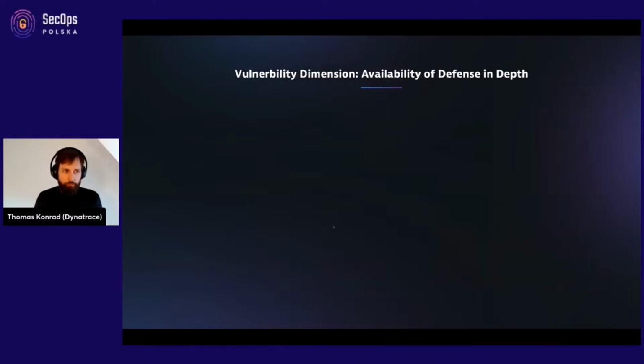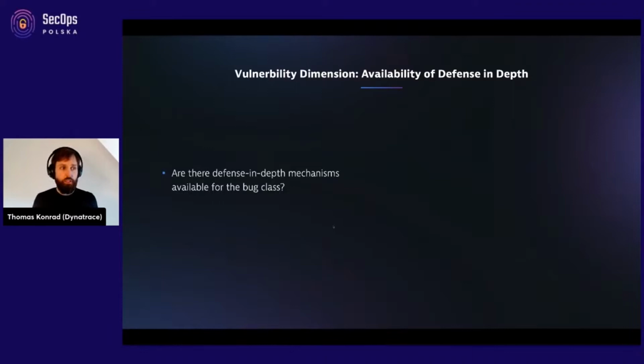Also, a big factor of bug class dimensions is the availability of defense in depth. So are there any good second layers of defense that I can use, that are ready to use, that are well supported by the technology that I use? And can it be implemented easily?